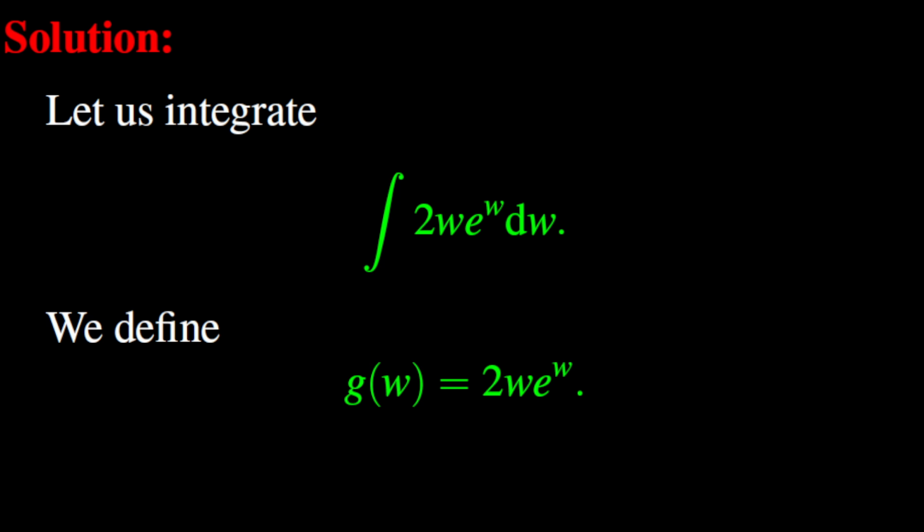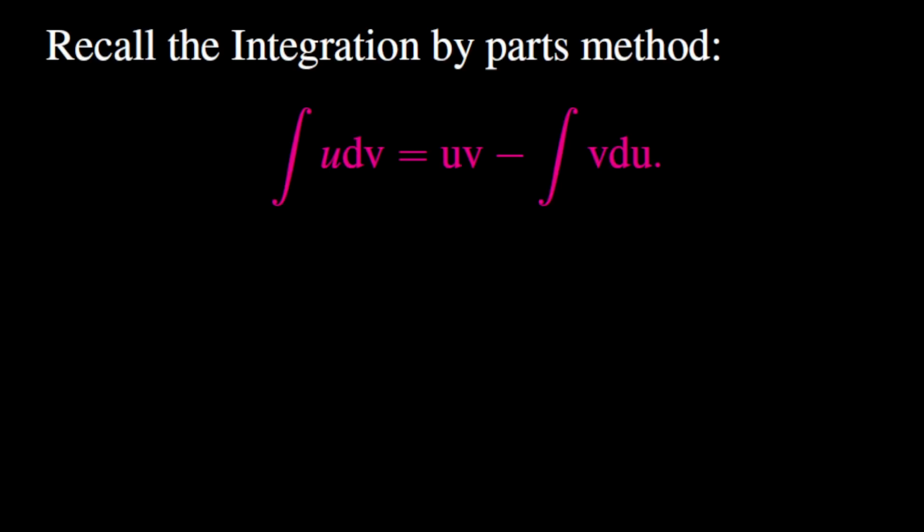Because this method will help us reduce the complexity of the problem by reducing the degree of the polynomial. It comes that the polynomial function 2w is of degree 1. Thus, our first goal will be to reduce the degree of the polynomial function to 0, by using the method of integration by parts. Let us briefly review the method of integration by parts. We know that the integral of u dv is equal to u times v, minus the integral of v du.